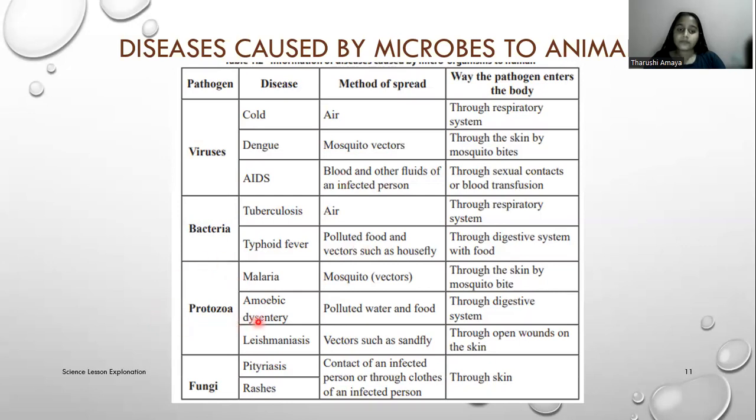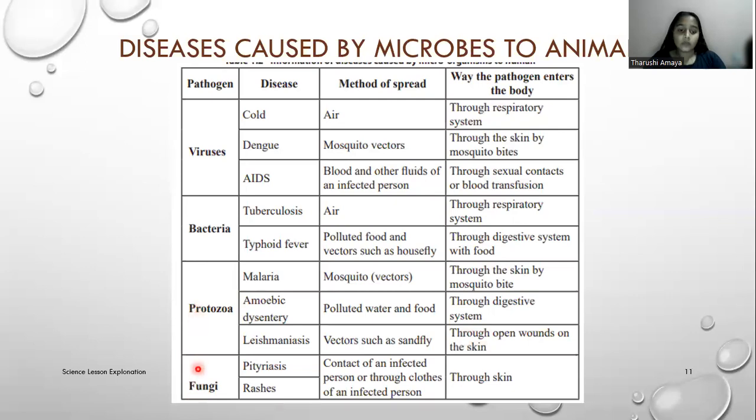Protozoa. Malaria is spread by mosquitoes and enters the body through the skin by mosquito bites, and it is similar to dengue. And leishmaniasis is spread by vectors such as the sandfly, and enters the body through open wounds on the skin.